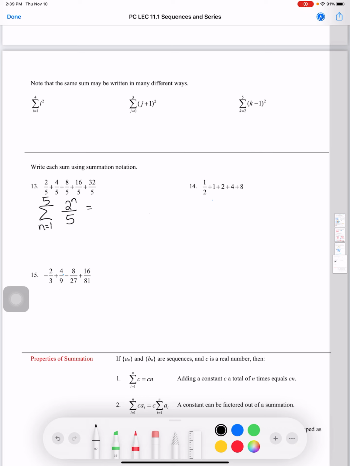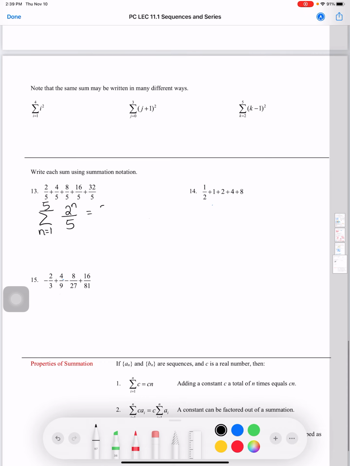So what I have there, if I substitute 1 in, I have 2 to the 1st power. If I substitute 2, 2 squared gives me 4. If I substitute 3, 2 to the 3rd power is 8.